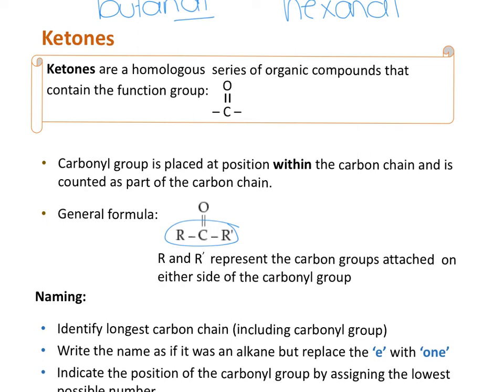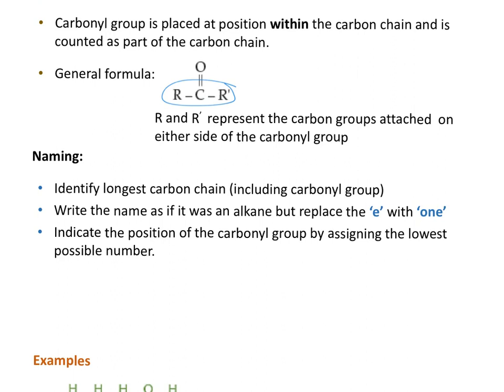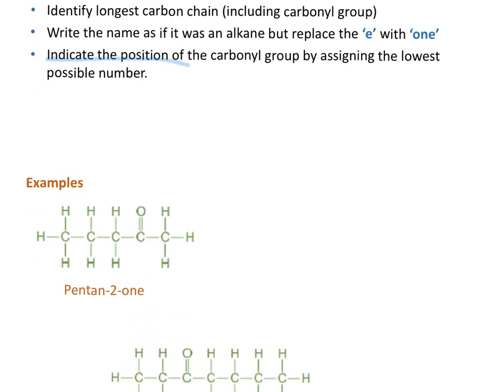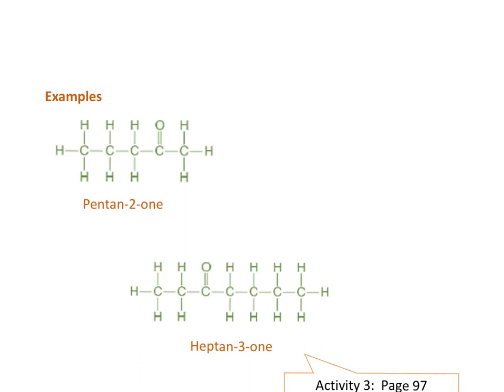Here, when we write the name, we replace the E with ONE, O-N-E. But we must now indicate the position of the carbonyl group because it's important. It is obviously more important than any of the other functional groups we've done so far. So if we look at these two, yes, the name's already there, but let's see how we got it. Longest chain, 1, 2, 3, 4, 5, which is where the pentan- comes from.